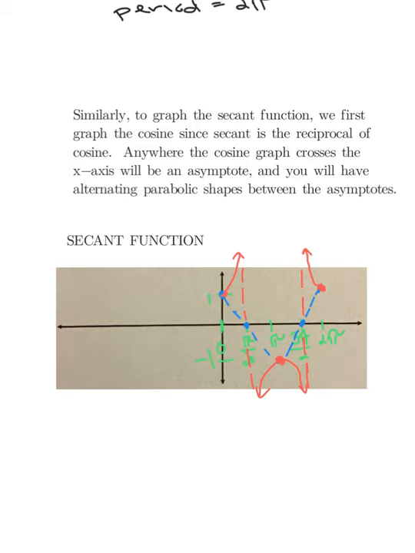How long did it take us to go through that one period? 2 pi. So the period of the secant function is also 2 pi.